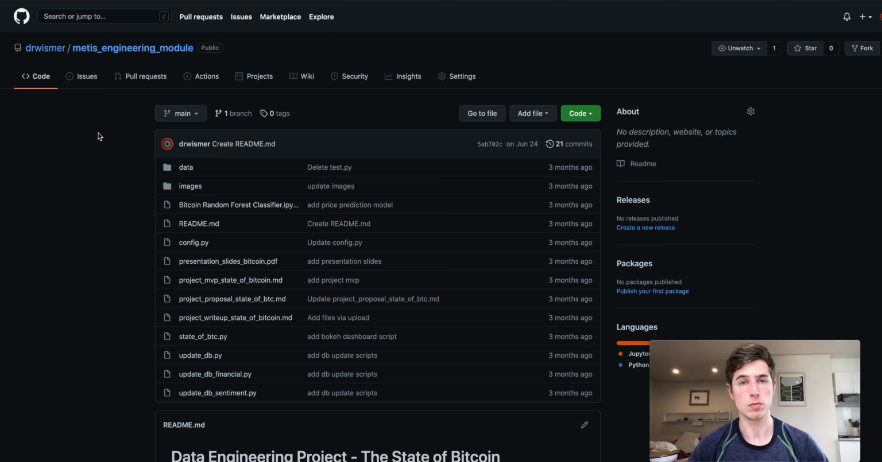And for this module, we were tasked with creating a data pipeline that could take in some data, manipulate it, and ultimately display it in some sort of final product on a regular ongoing basis. And for my project, I created a series of Bokeh dashboards that are all centered around the state of Bitcoin.